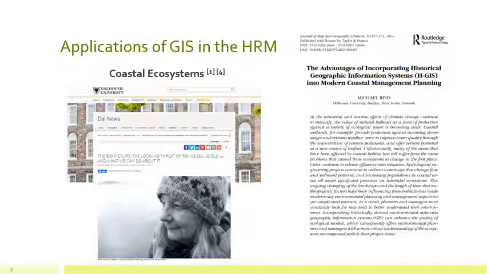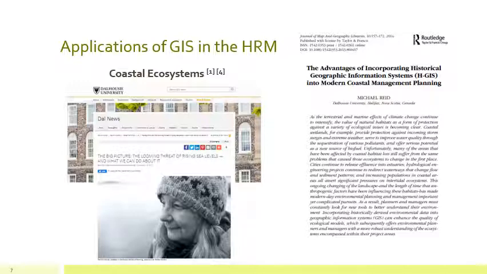So while reading Reed's essay article here, I immediately thought back to the Dal News article because they really do go hand in hand. So incorporating historical GIS into modern coastal management, it works with the newer approach of conserving more natural coasts as much as possible.